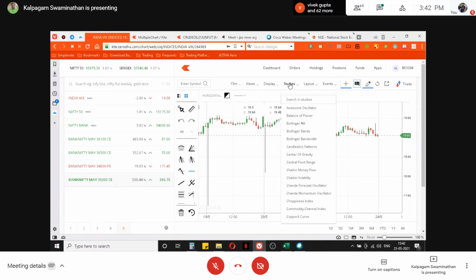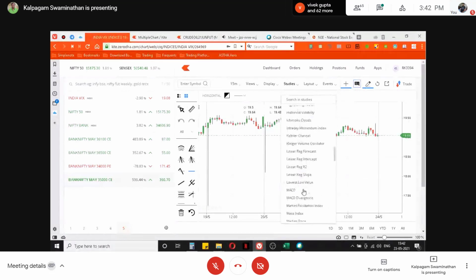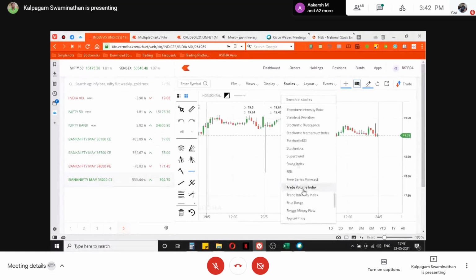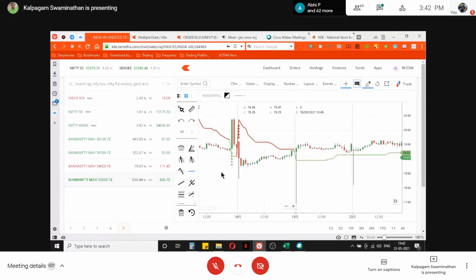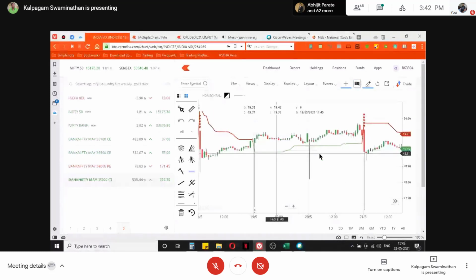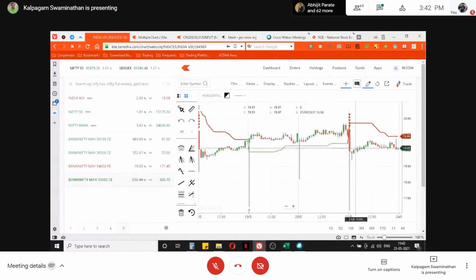The easiest way of reading the VIX I found is you slap some indicator on it. Let's say Supertrend, even with the normal setting. If VIX is above Supertrend, you will see that the market is on a downward path. And if VIX is below Supertrend, you will find that the market has shot up very high. That's what happened on Friday, if you notice.